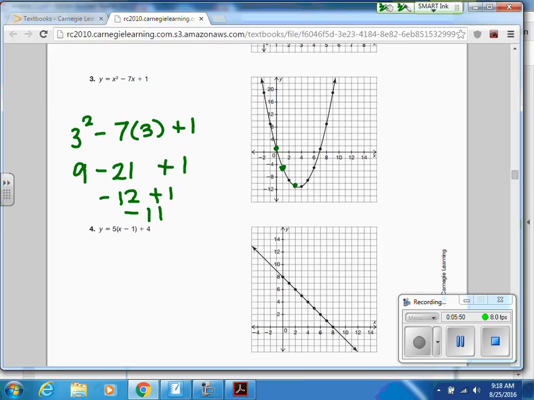Here's the thing. I don't think we need to test every single one of these, but I do think it'd be a good idea to test at least one more on this side, because this could be the kind of graph that goes like that. So I would at least test something over here. So pick a point on this part of the graph, test it in that equation, and see if it works out.